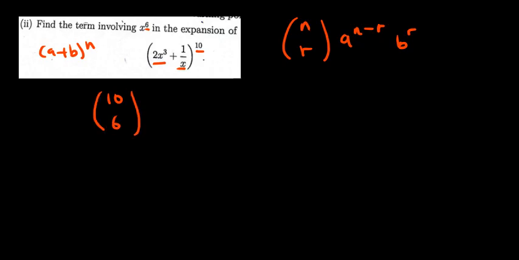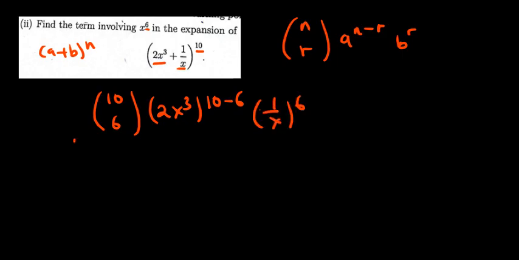We use the formula nCr, then a to the power n minus r, b to the power r, where (a plus b) to the power n. So in this case, our a is this and our b is that, and our n is just 10. Then r is the term in the expansion which we want to get, which is 6. So that would be 10 choose 6 like this. Then we have (2x cubed) to the power of n minus r, which is 10 minus 6. Then I have (1 over x) to the power 6.